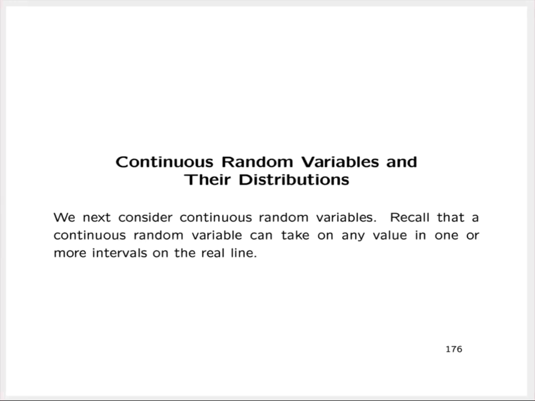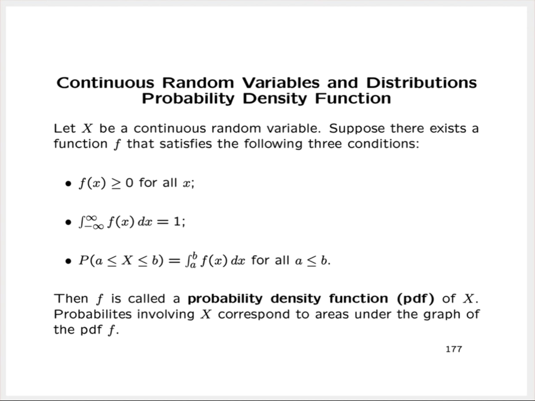Next, we're going to start looking at continuous random variables and their distributions. Now, recall that a continuous random variable is one that can take on any value in one or more intervals on the real line. Now, when we talked about discrete random variables, there was associated with that random variable what was called a PMF, or probability mass function.